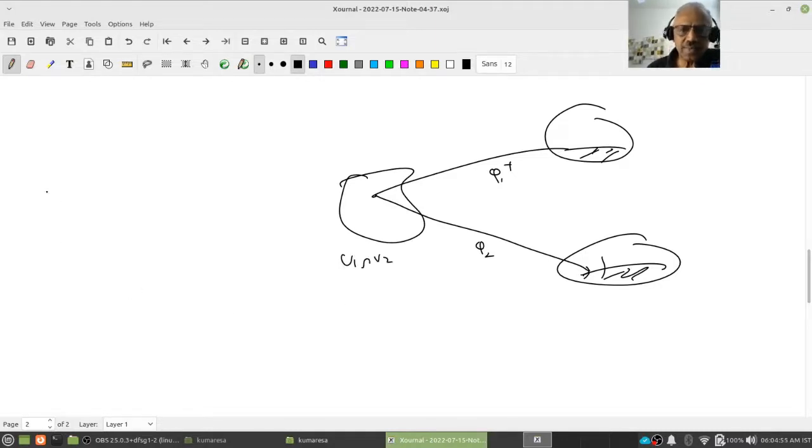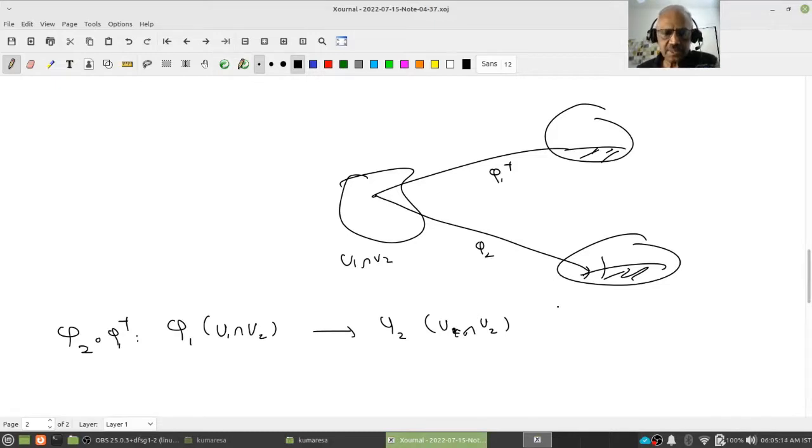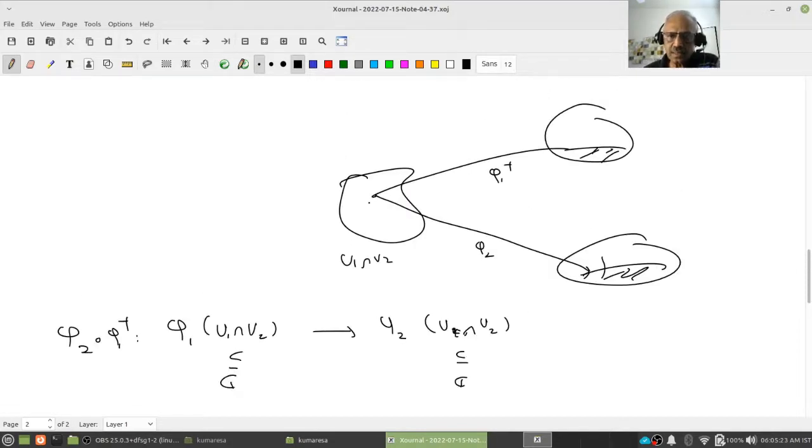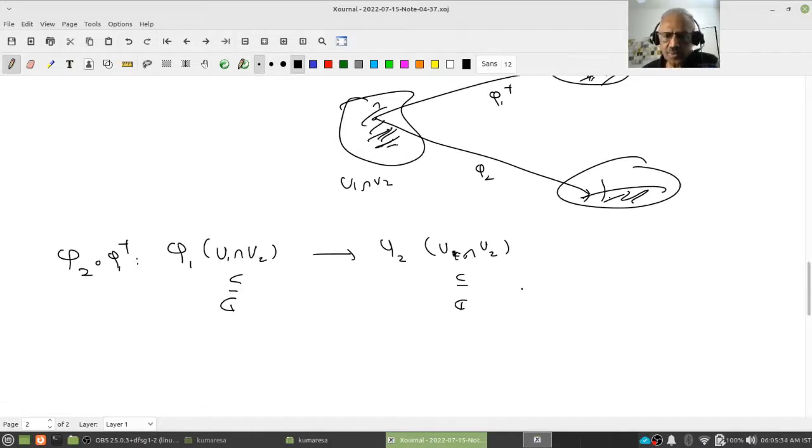So the map is going to be phi 2 composite phi 1 inverse, from phi 1 of u1 intersection u2 to phi 2 of u1 intersection u2. You understand this? And these are open sets in C. Now notice that phi 1 inverse will map this homeomorphically onto this, and phi 2 will map this homeomorphically onto this. Therefore, this map is a homeomorphism.